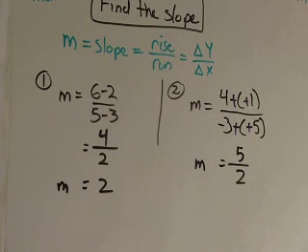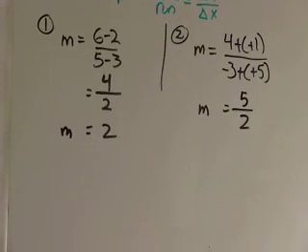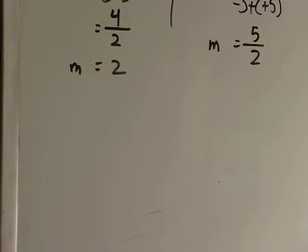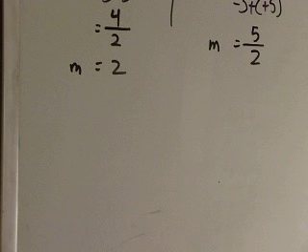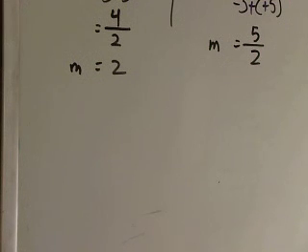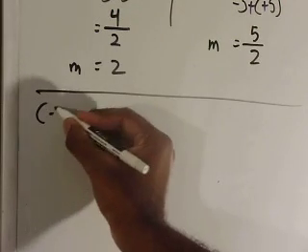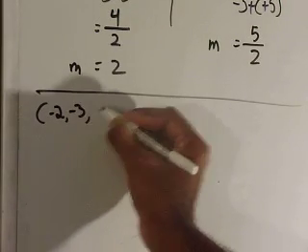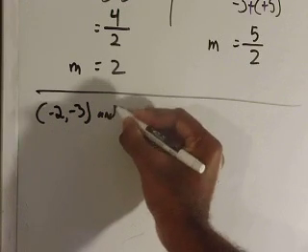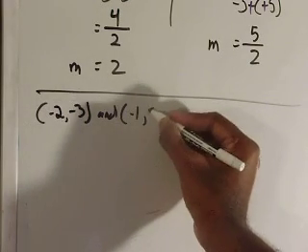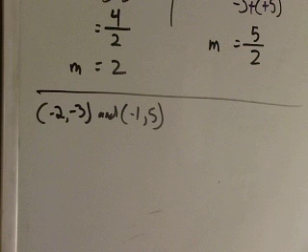Okay, so let's try one where they don't give us it already set up. Let's say they just give us 2 points. How about the point negative 2, negative 3, and then negative 5, comma 1. So you're given 2 points, and they tell you to find the slope. What are you going to do here?